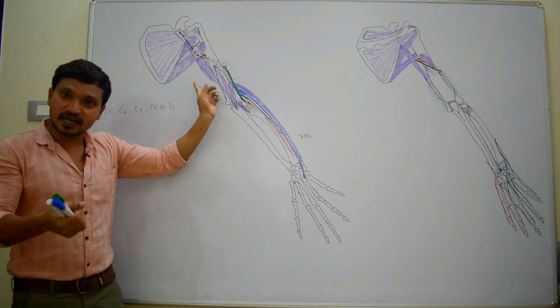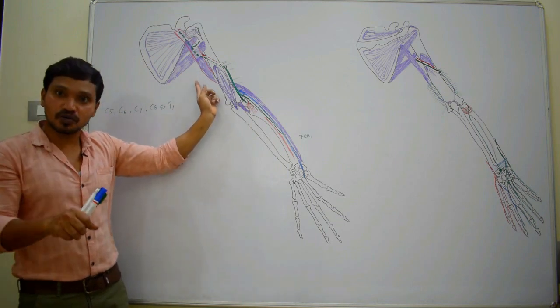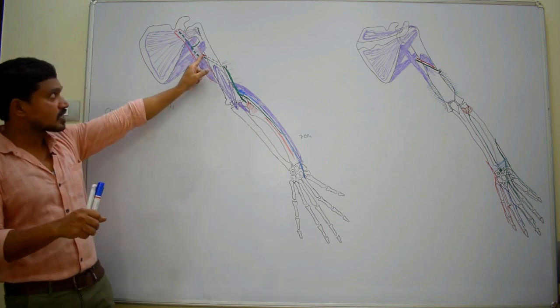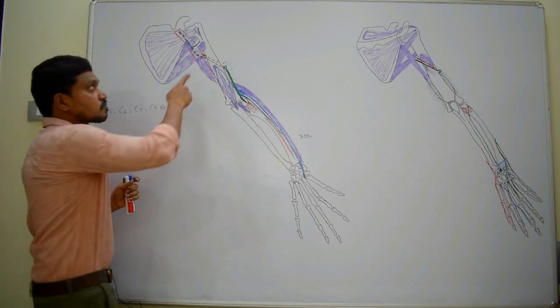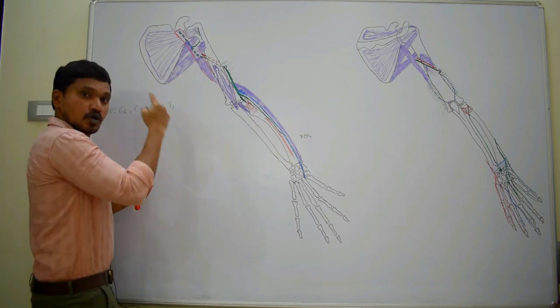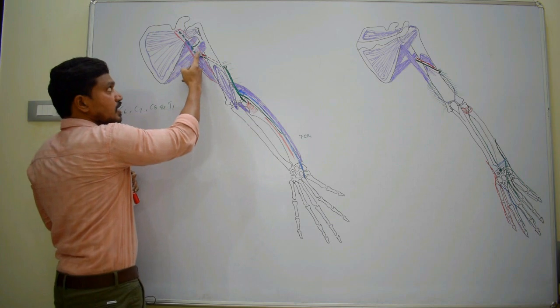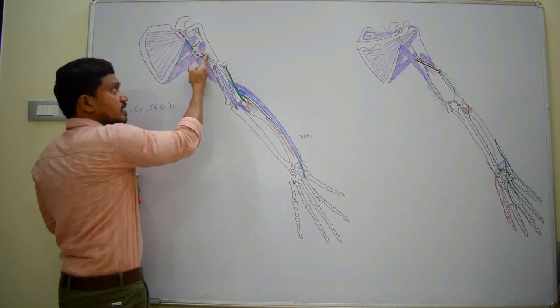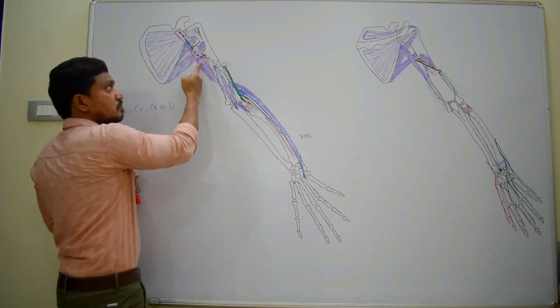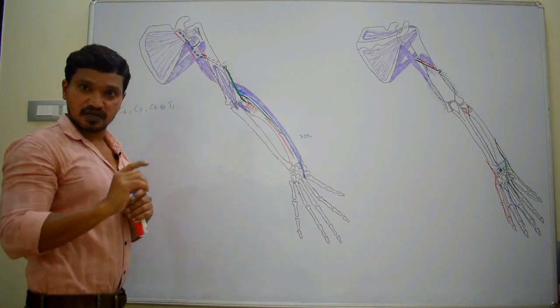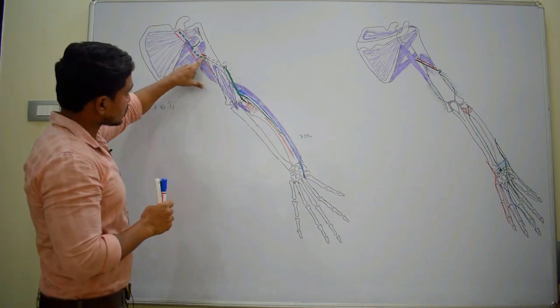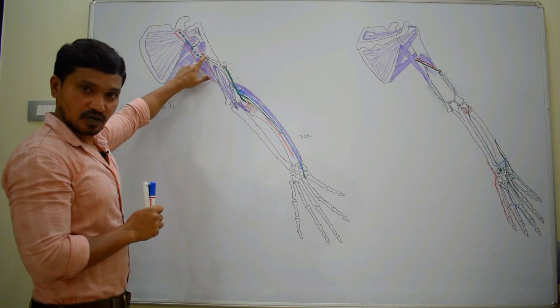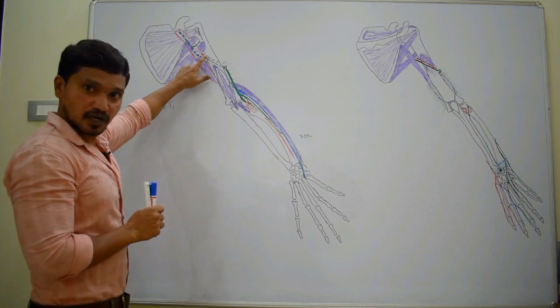Now it has to leave the axilla, so it will find one door. That door is the lower triangular space. So it passes through the lower triangular space. The boundaries of the lower triangular space are superiorly the teres major, laterally the medial border of the humerus, and medially the long head of triceps. Through this lower triangular space it passes along with the profunda brachii artery. The profunda brachii artery is a branch of the brachial artery.